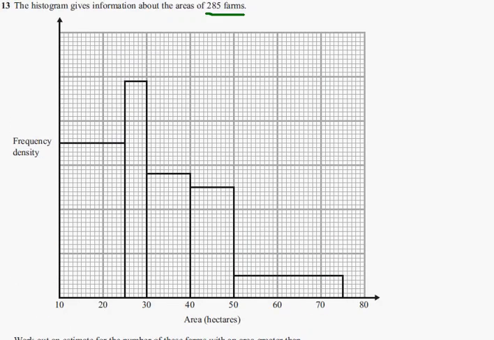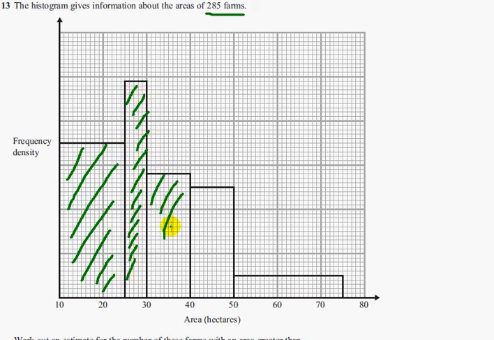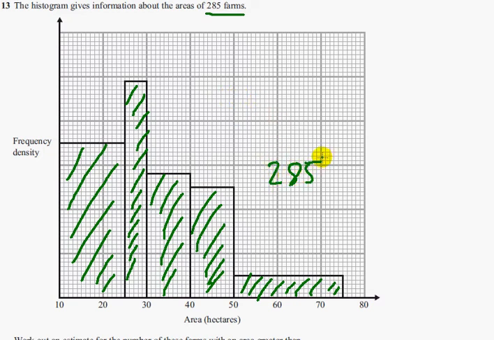Well, first of all, the first thing to remember about frequency density histograms is that the area represents the frequency. In this case, the areas represent the number of farms. I'll shade it in green. All of these areas of the bars added together represent the total number of farms. In that case, it represents 285 farms.